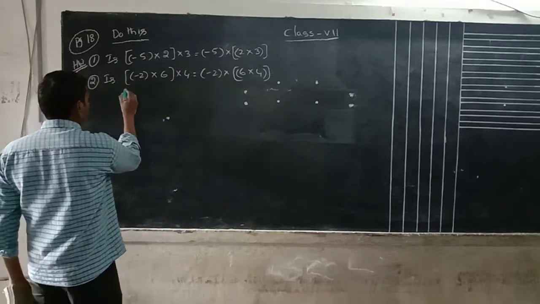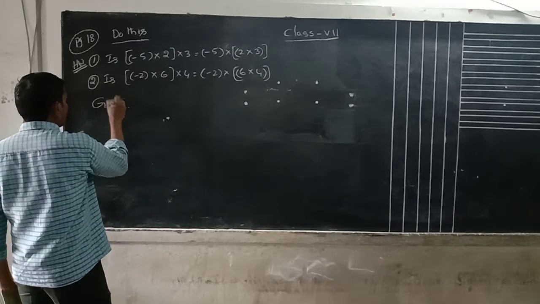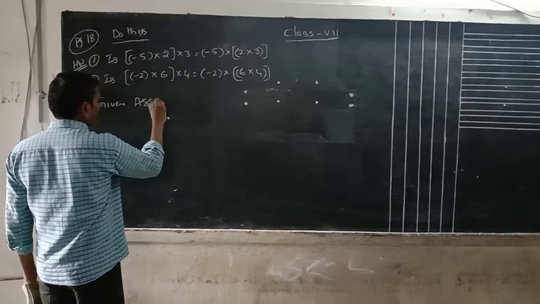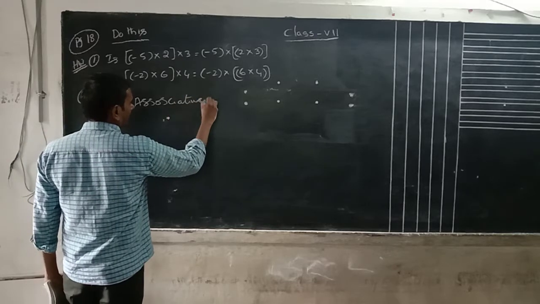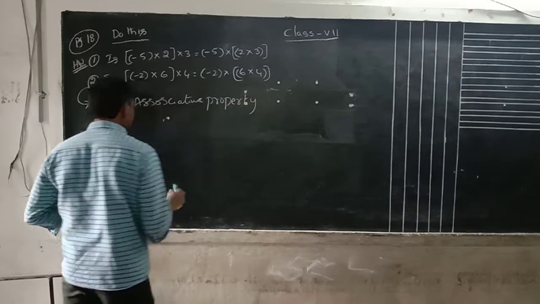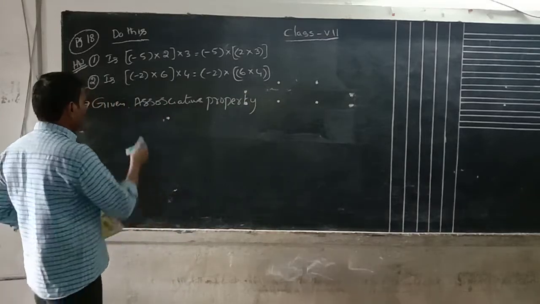Which property is it? Associative. Given the associative property, I want to write the solution for this one. Given which property it is? Associative property. Take this one.